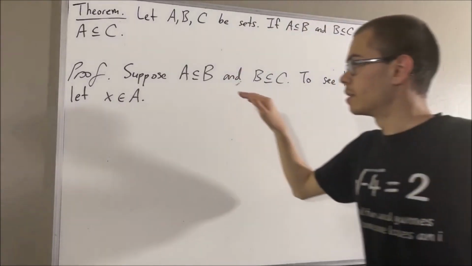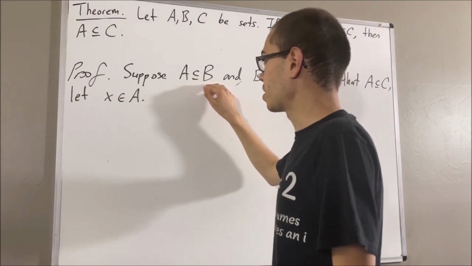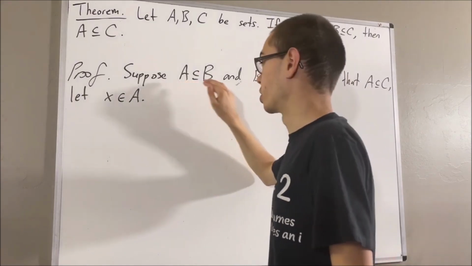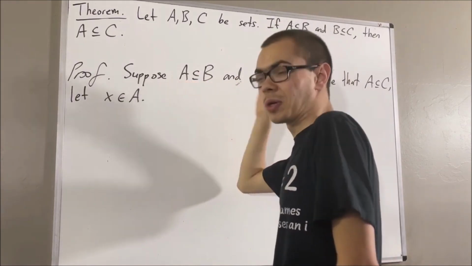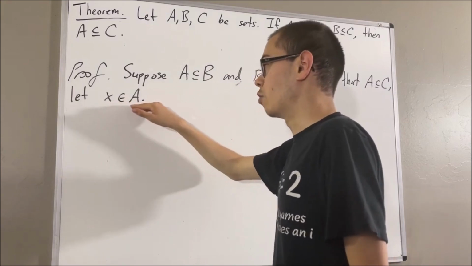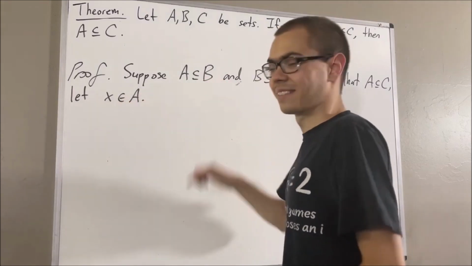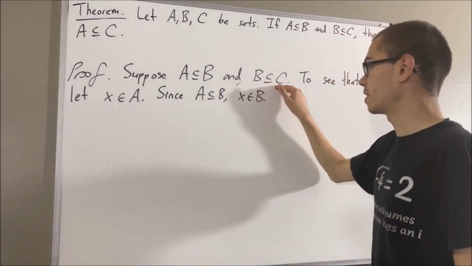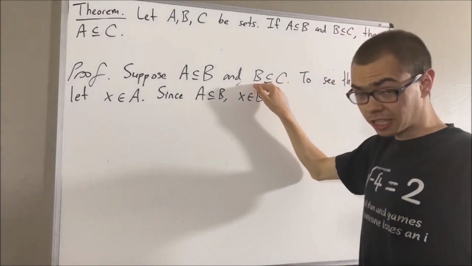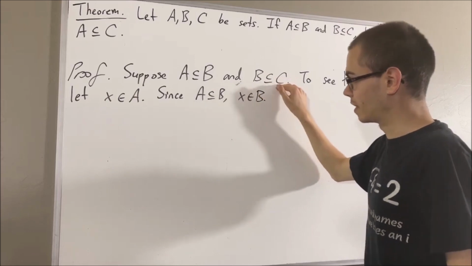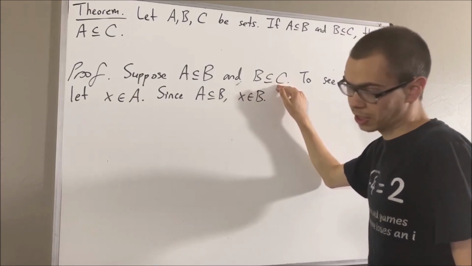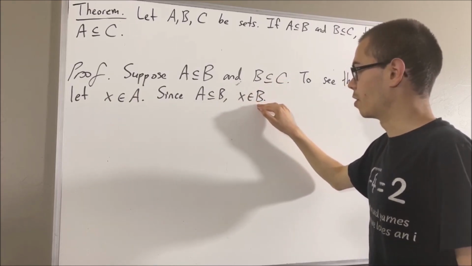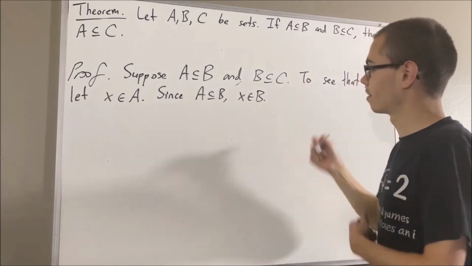Well, since A is a subset of B, this tells us that every element of A is also an element of B. So in particular, since X is an element of A, we have that X is an element of B. Similarly, since B is a subset of C, this tells us that every element of B is also an element of C. Well, in particular, since X is an element of B, we must then have X as an element of C.